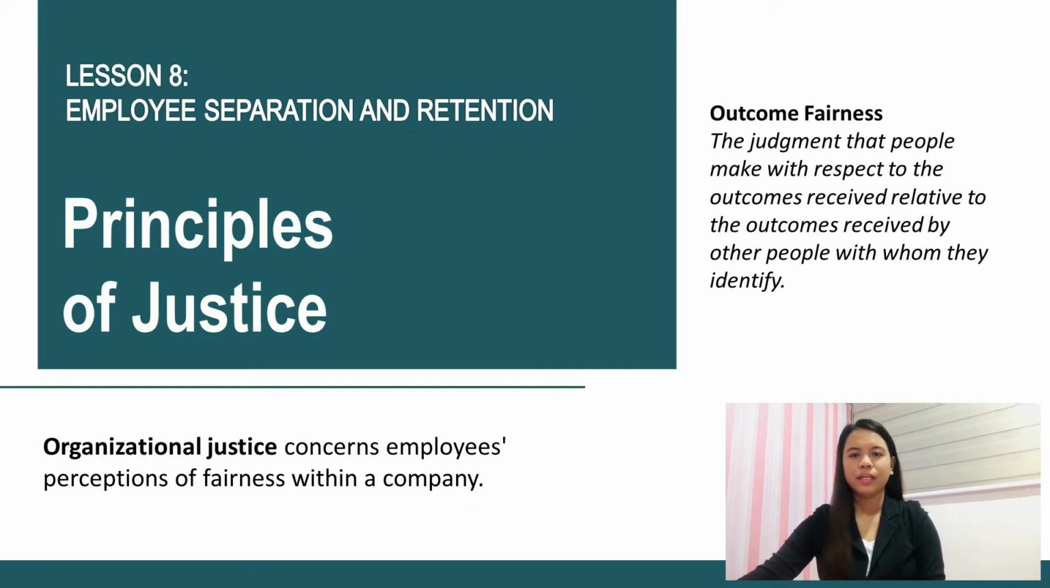So we define organizational justice as concerning employees' perceptions of fairness within a company. As we noted earlier in Chapter 8, outcome fairness refers to the judgment that people make with respect to the outcomes received relative to the outcomes received by other people with whom they identify. Justice and fairness are closely related terms that are often used interchangeably today.